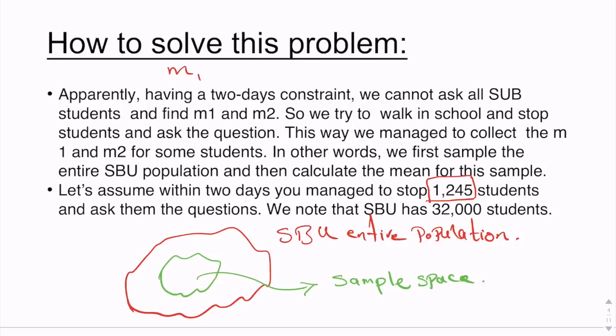We sum up the number of times the first student checked, the number of times the second student, the number of times the last student, 1 to 1245, and then divide all these numbers by 1245. This gives us a very easy way to compute the sample mean, right? And then we do the same for M2. We have M1 and M2.